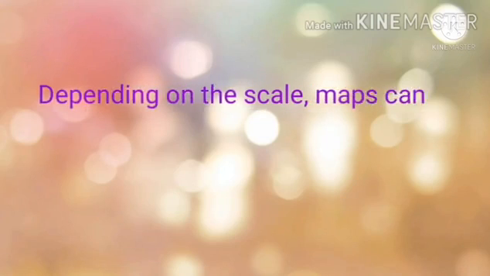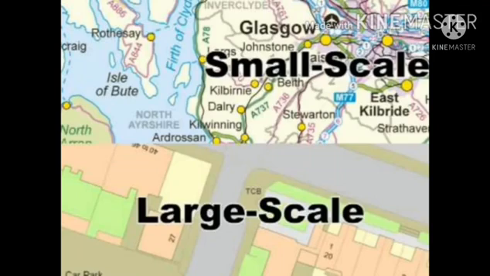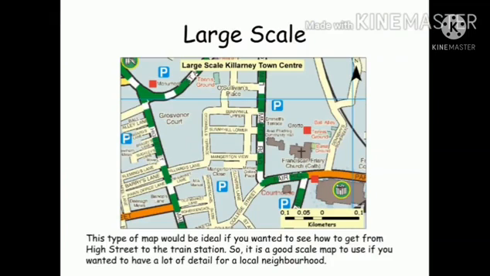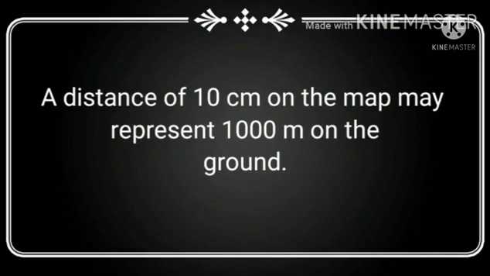Depending on the scale, maps can be categorized into two types: large scale maps and small scale maps. A large scale map represents a small area in great detail. For example, a road map of a city. A large distance on the map represents a small distance on the ground. For example, a distance of 10 centimeter on the map may represent only 1000 meters on the ground.